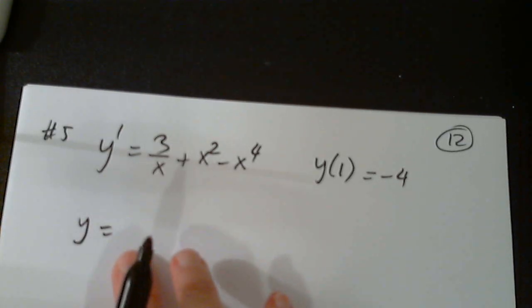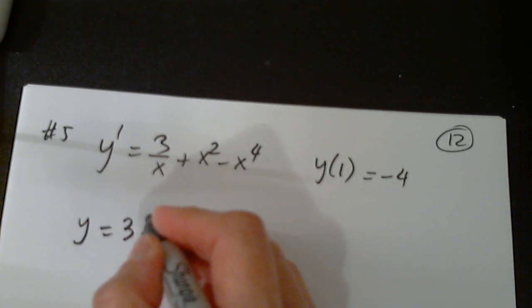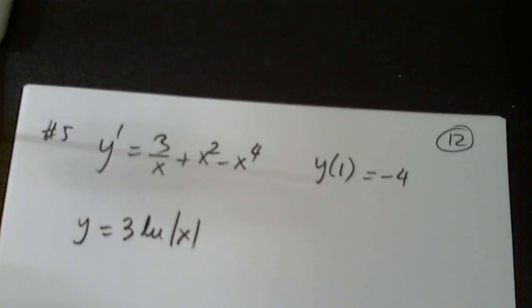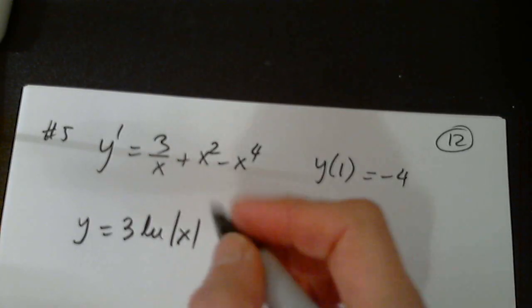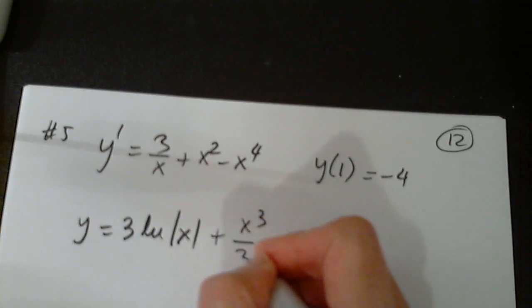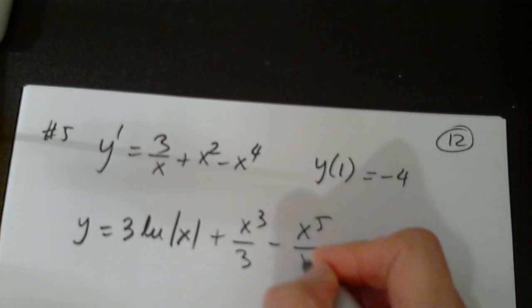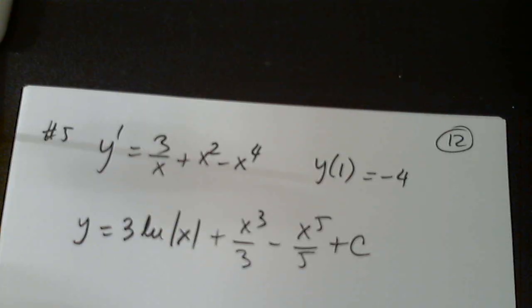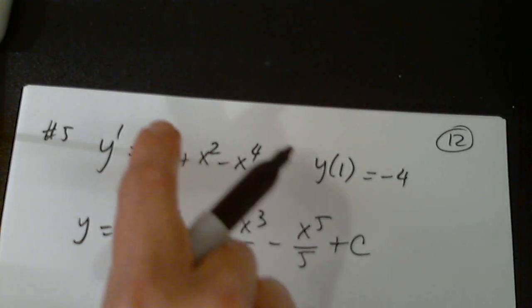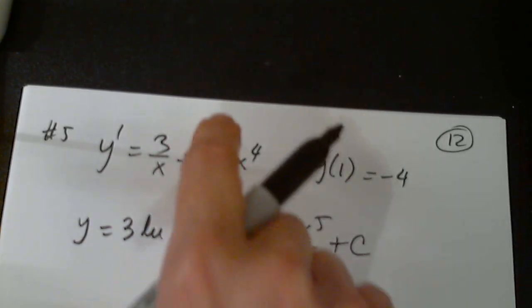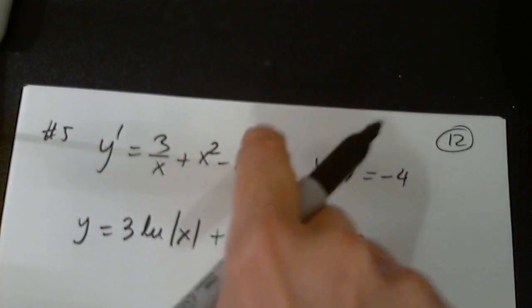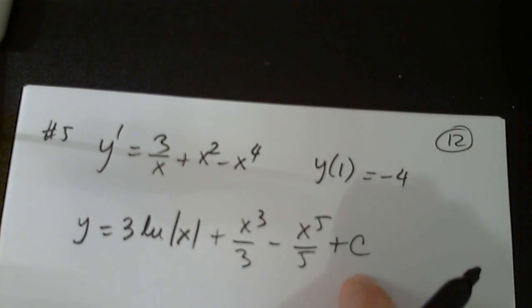Equals, which function prime is this? So it's 3 natural log of the absolute value of x, plus x to the third over 3 minus x to the fifth over 5 plus a constant c. When I differentiate this, I get that. When I differentiate this, I get this. When I differentiate this, I get this. When I differentiate c, I get 0.